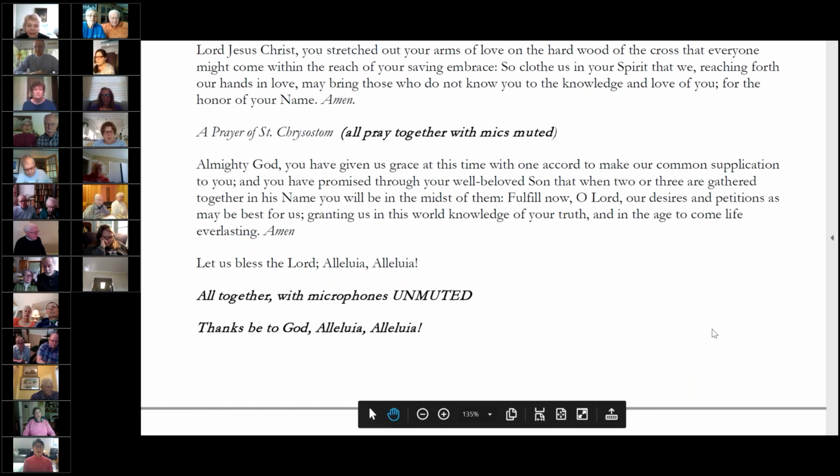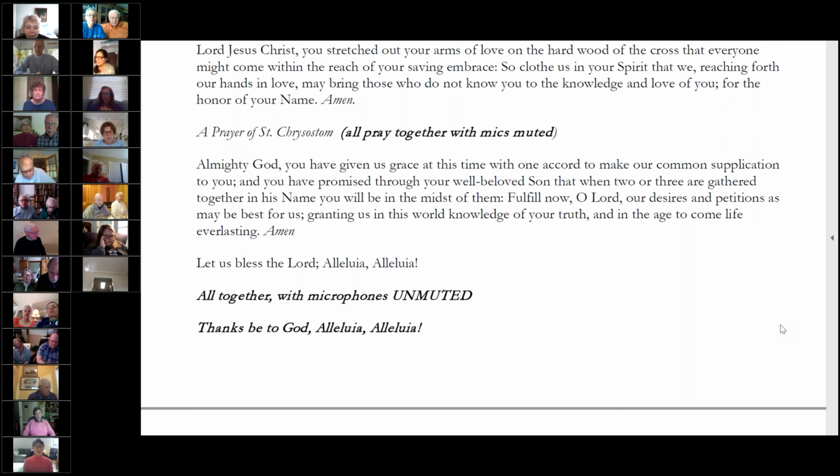Almighty God, you have given us grace at this time with one accord to make our common supplication to you. And you have promised through your well-beloved Son that when two or three are gathered together in his name, you will be in the midst of them. Fulfill now, O Lord, our desires and petitions that may be best for us, granting us in this world knowledge of your truth, and in the age to come, life everlasting.